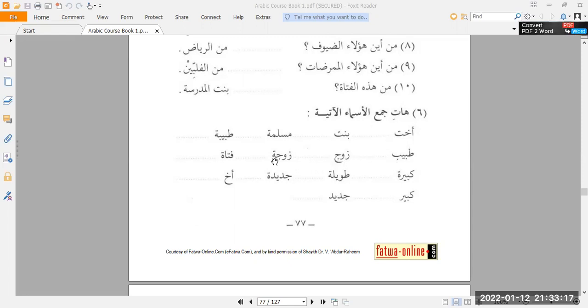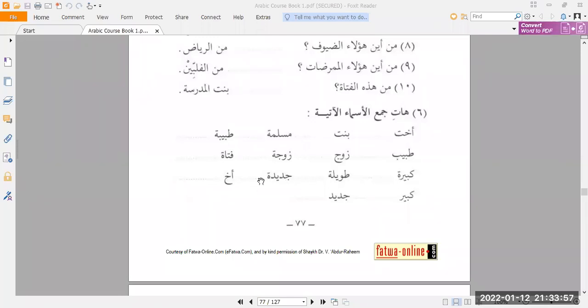Zawjatun zawjatun. Fatatun fatayatun. Kabiratun. You can say kabiratun or you can say kibarun. In the book here, we did kibarun, but like I say, kabiratun also exists. But since we are doing the book and it may come again in future, let's stick with kibarun. Kibarun both for masculine and for feminine. Tawilatun, tuwalun, same thing, masculine and feminine as well. Jadidatun, jududun, both masculine and feminine. So these three are being used both for masculine and feminine, the plural form.